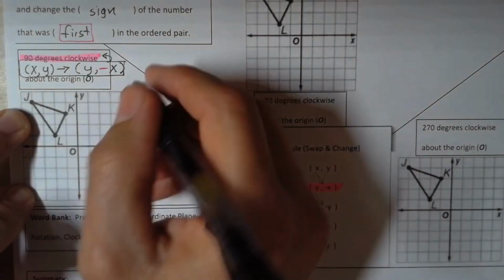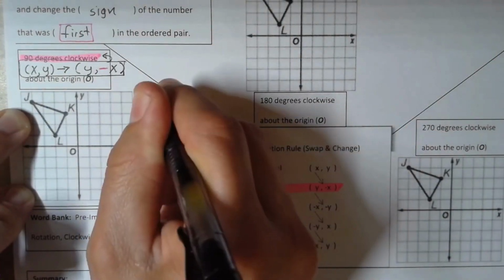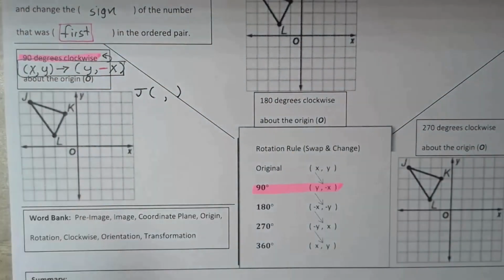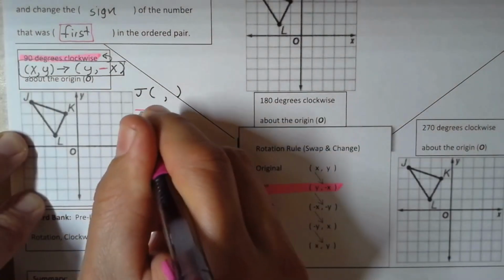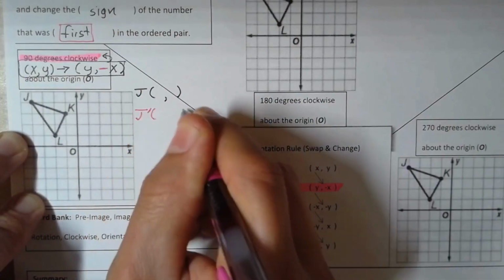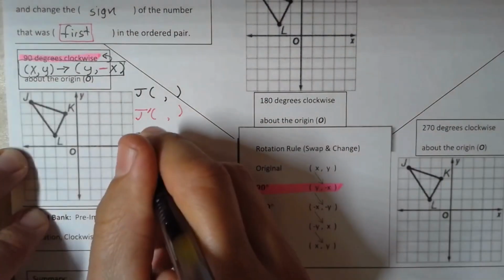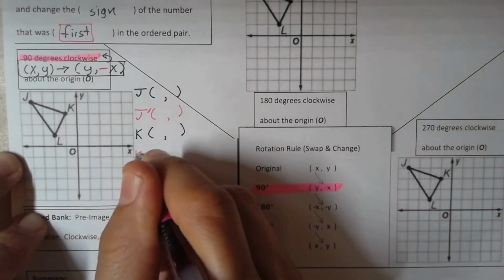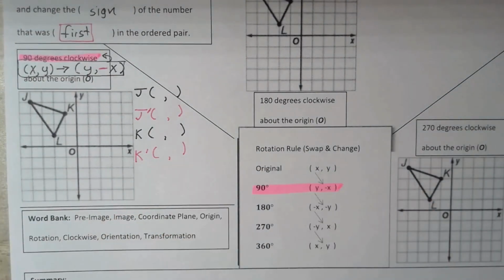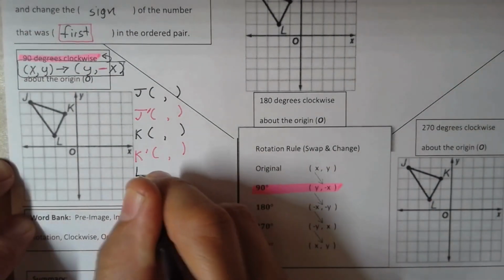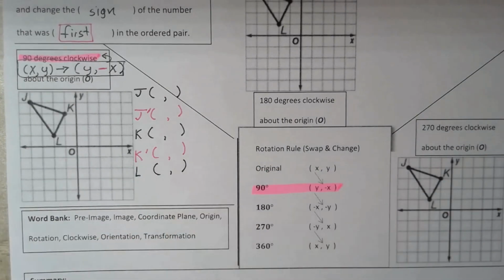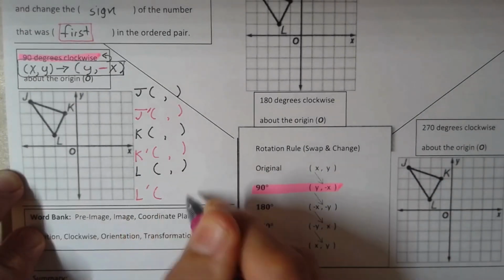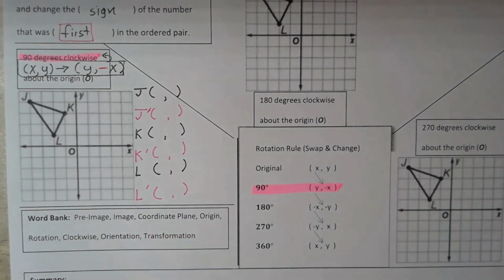And let's go ahead and put our ordered pairs. So for instance, we're going to do just like we always do. We'll write our ordered pairs. So I have J. When I do this swap and change method, I'm going to go ahead and then have my J prime. We have K, and then we're going to have K prime, then we're going to have L, and we'll end up with L prime. Alright, the good thing is we don't have to do any math, right? We're not multiplying anything. All we're doing is swapping the number's position and changing a sign on it.